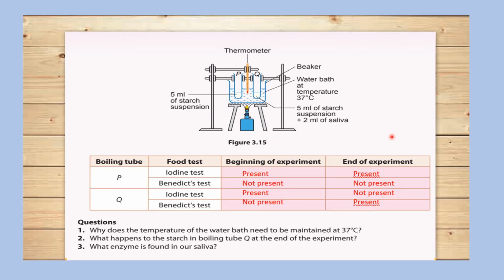Now I give you the answer for the observation. If you read, in the boiling tubes there are P and Q. You can see the instruction: boiling tube P contains starch only, and boiling tube Q contains starch and saliva. Then we need to conduct this heating process in a water bath. So here is the result.